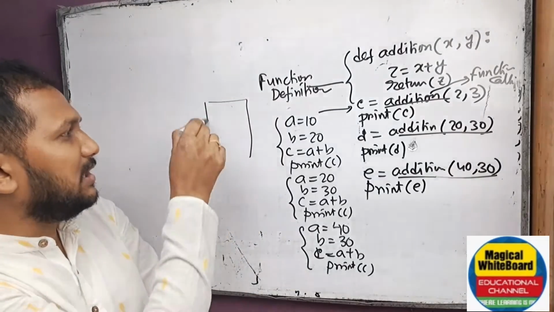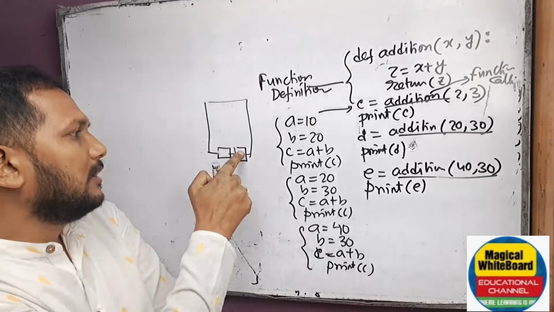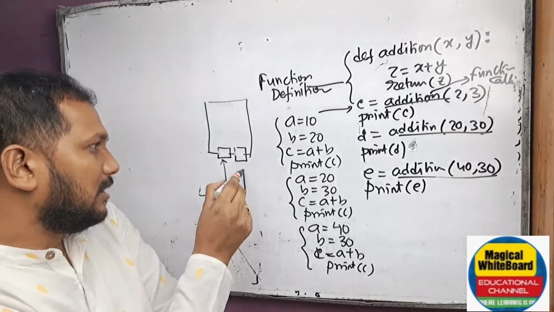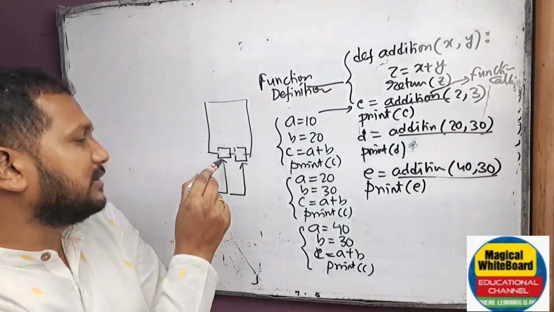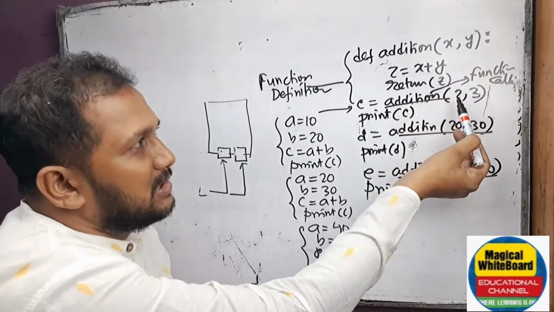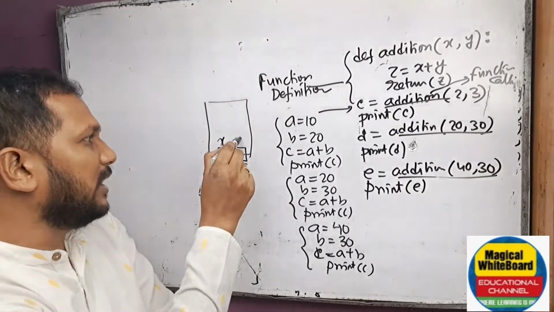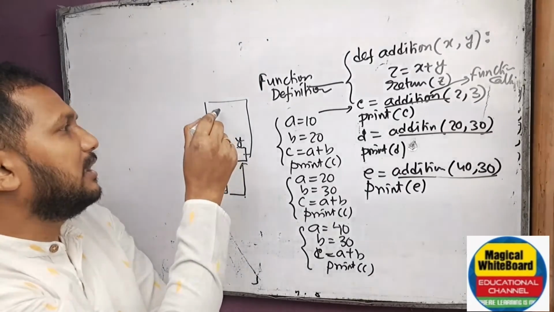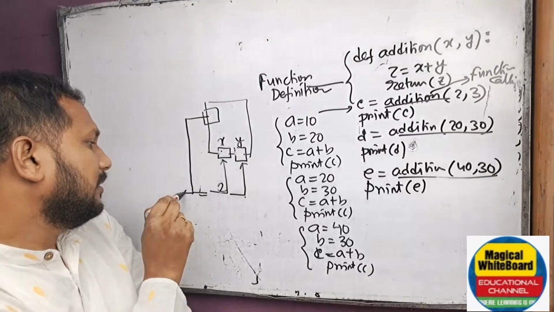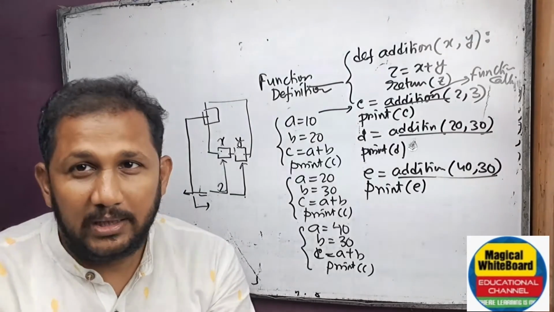So this one is the function definition. It consists of two parameters x and y. When we pass the parameters to the actual function, the values are copied from actual to formal parameters. These are known as formal parameters. These are known as actual parameters. 2 is transferred to x, 3 is transferred to y, 2 and 3 are added together, and the return value is transferred to the calling function to print the result. So in this way a function operates.